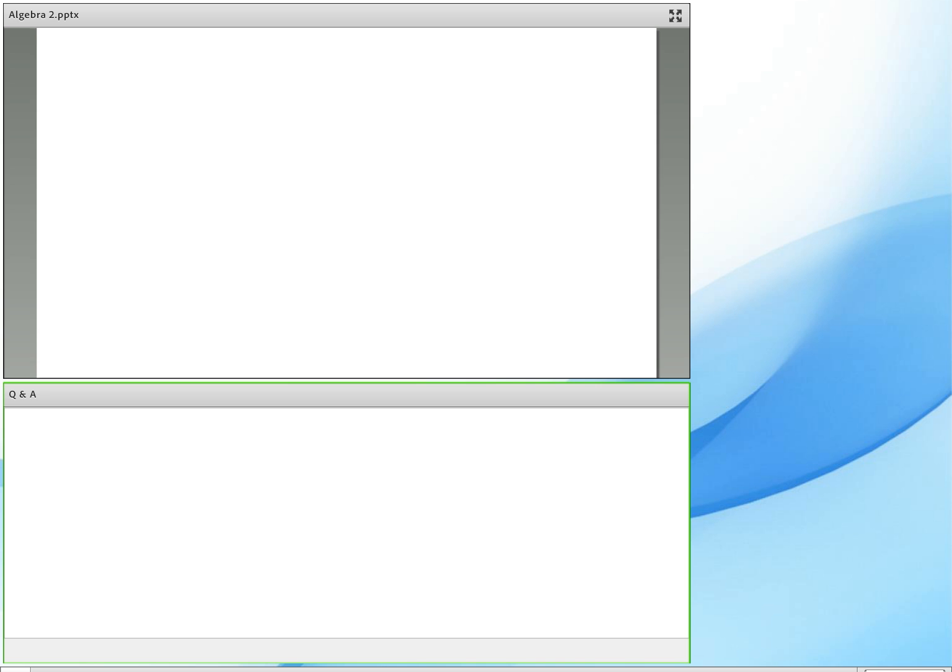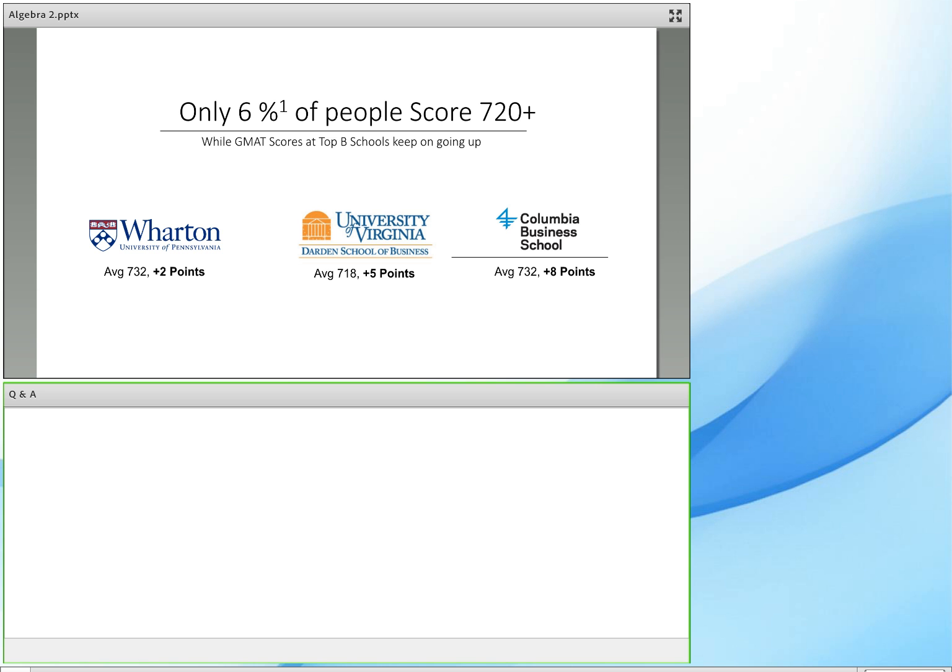So early on, I asked this question: what's your target GMAT score? And upwards of 50% of this group aims to get to a score of 730 or higher. While that is the case, only 6% of the students get to a score of 720 or higher. And this is despite the fact that median scores at top B schools continue to go up. For those of you who recently read the news, the median score at Tuck Business School reached a new high. It's a record high this year.